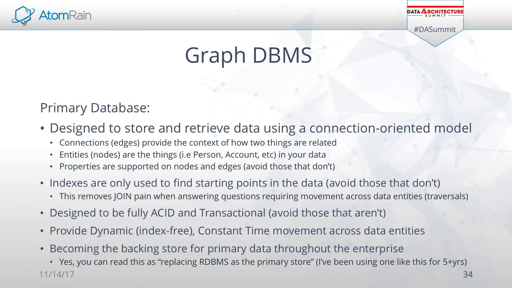Graph DBMS. A graph DBMS is designed to retrieve data for a connection-oriented model. This is really dealing with connectivity. Connections are the edges. Edges in a graph database are as important as the data entities themselves, so they're basically like a supernode. In graph databases, you're dealing with relationships that connect two data things, and that relationship lets you represent the context of how those two things are connected.